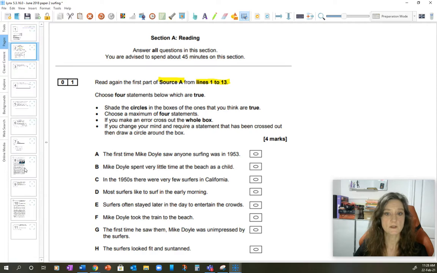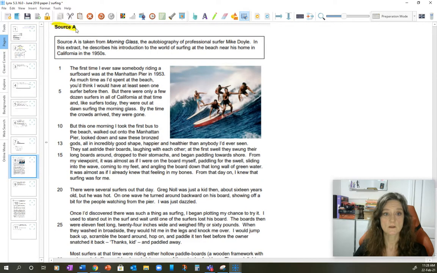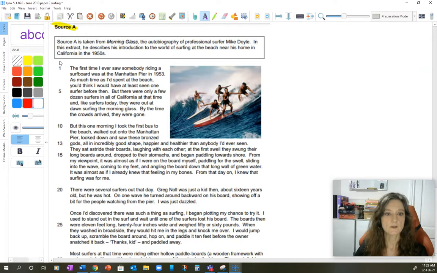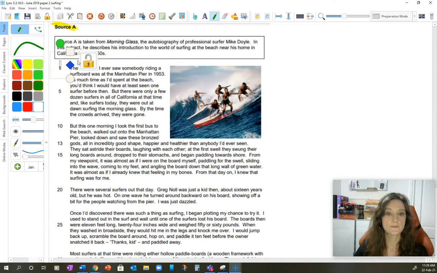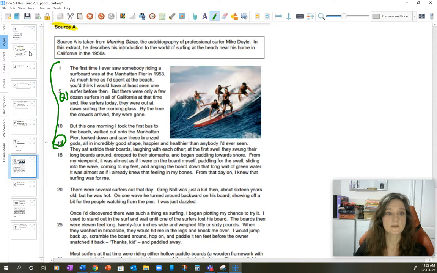So like I said, let's go into source A. And what did it say? Lines 1 to 13. And you can see it's really mean compared to the other paper, because in this one they are not going to put a star there or anything like that. However, what they do is they do write 13 there. So we're only looking at this bit for question 1, lines 1 to 13 in source A. So that's the first thing that I'm thinking about.